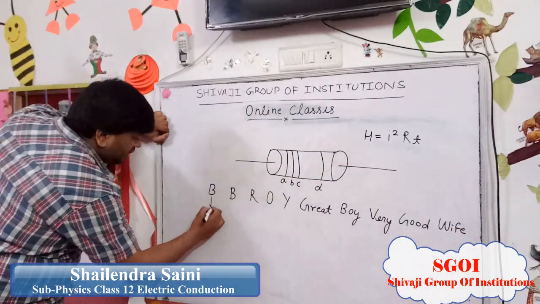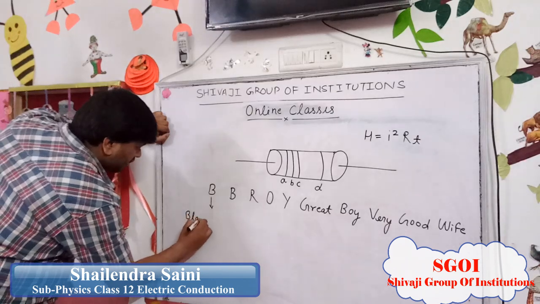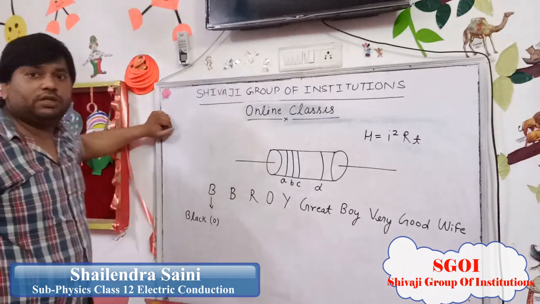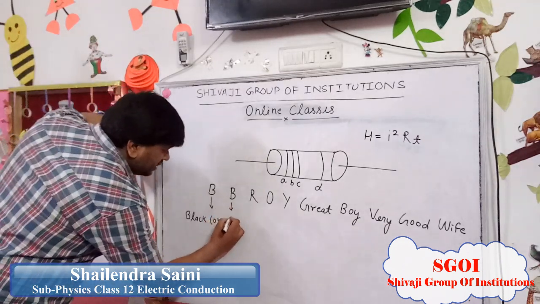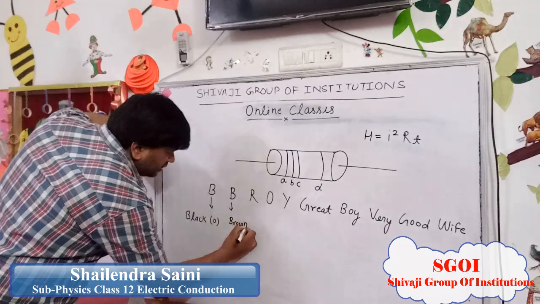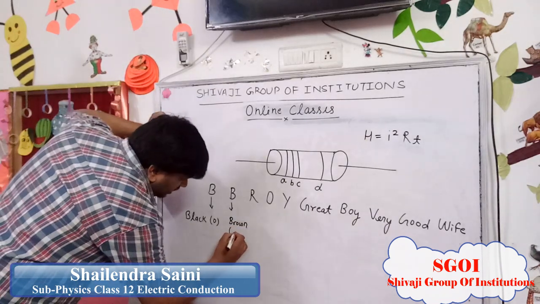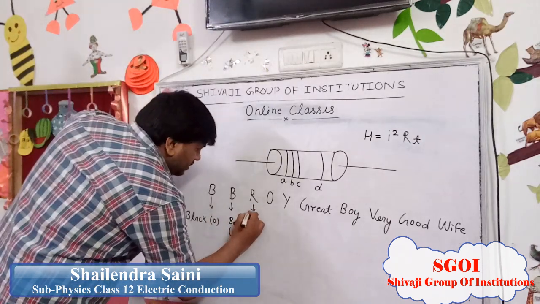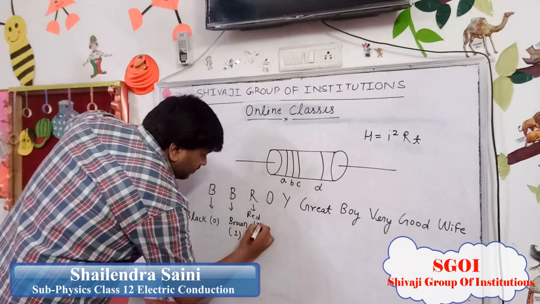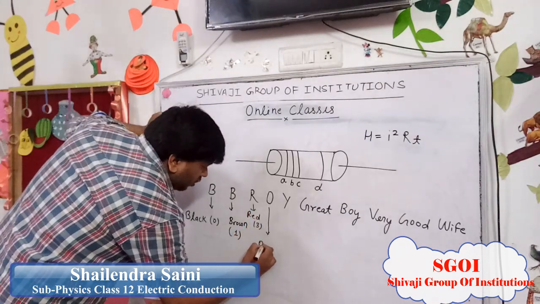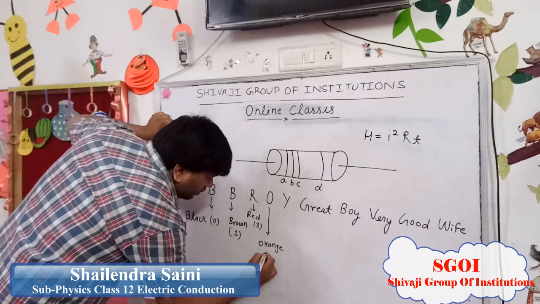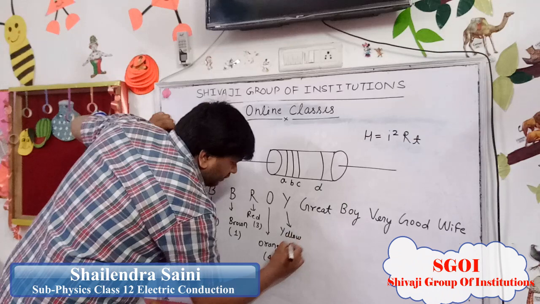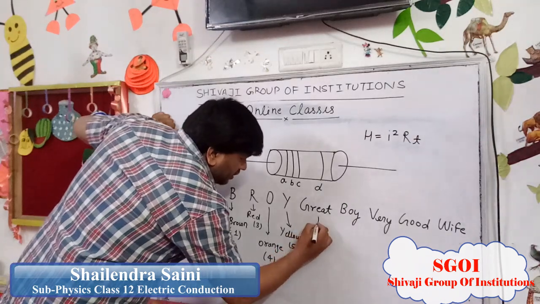Here the first B denotes the color black, and the significant digit allocated to this color is 0. Second color is brown, and the significant digit is 1. Third one is red, and the value is 2. Fourth one is orange, and the value is 3. This one is yellow, and the value is 4.